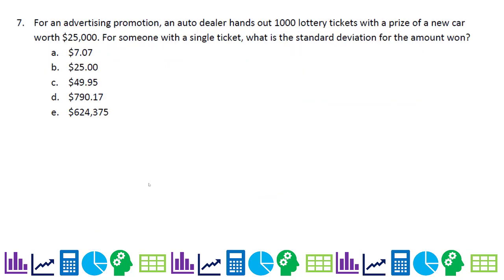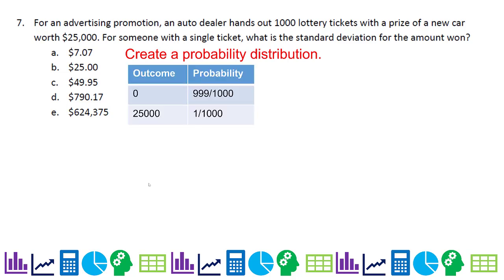7. For an advertising promotion, an auto dealer hands out 1,000 lottery tickets with a prize of a new car worth $25,000. For someone with a single ticket, what is the standard deviation for the amount won? So we're going to create a probability distribution. And this is from your random variables unit, chapter 6, unit D, your favorite, I know. So we have only two outcomes. Either you won nothing, and that would be 999 of the 1,000 tickets, or you won the car, and that would be one of the tickets.